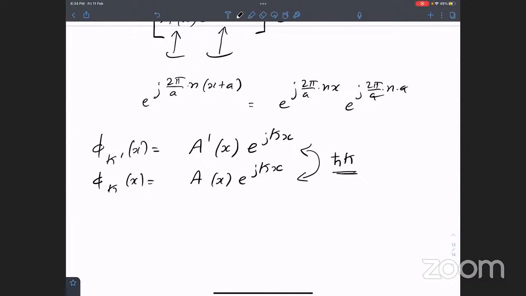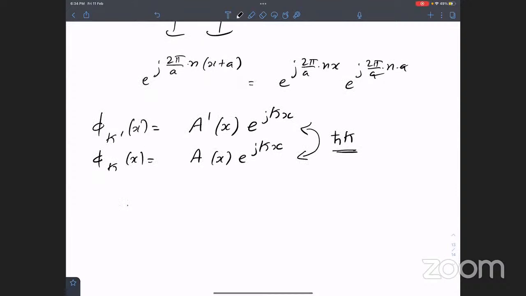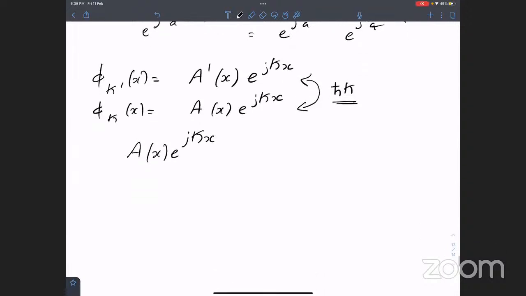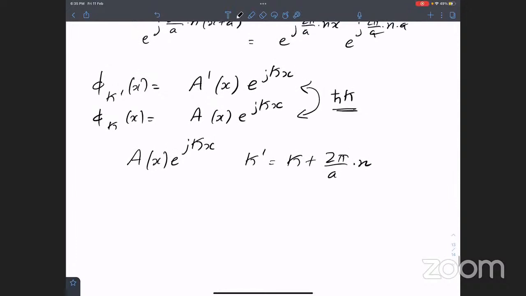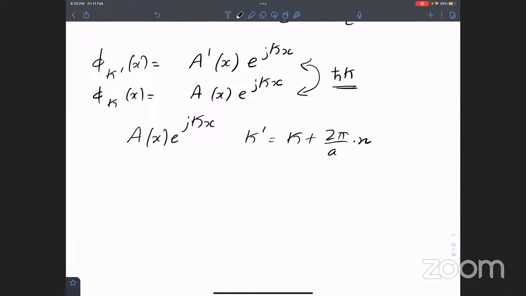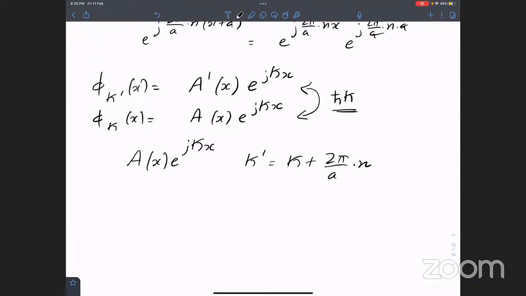Okay, so I hope you see this fact that if my wave function has to satisfy something like this, e to the power j capital K into x, and if I take a new k, which is this old k plus 2 pi by a into n, then I will once again get another Bloch wave function, which may have a different amplitude modulation, but it will have the same crystal momentum.